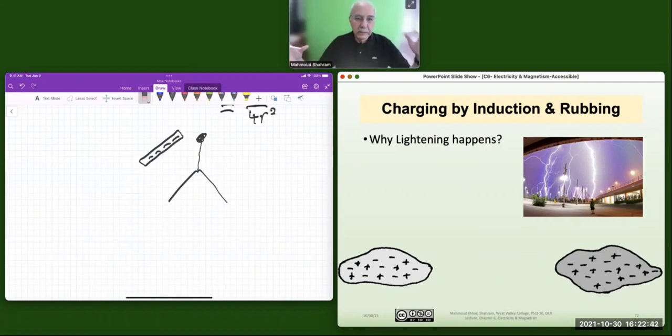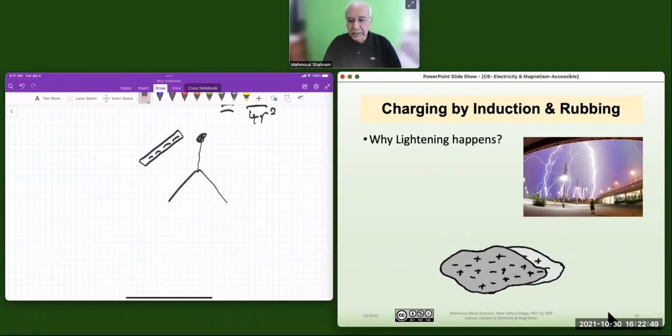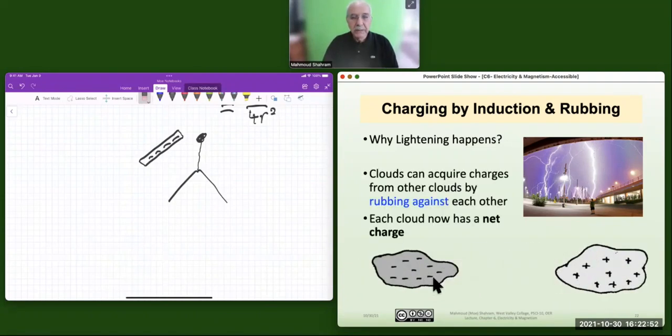The wind moves them around, they rub against each other. And what happens when they rub against each other, some part of the cloud becomes more negatively charged and another part becomes more positively charged. So now the clouds would have what we call a net charge.